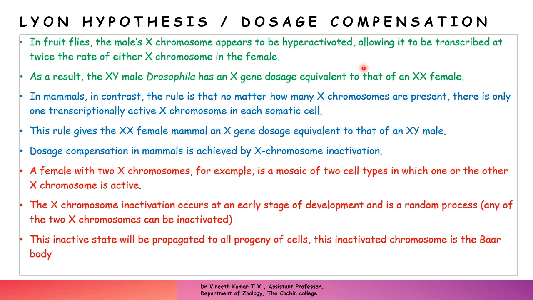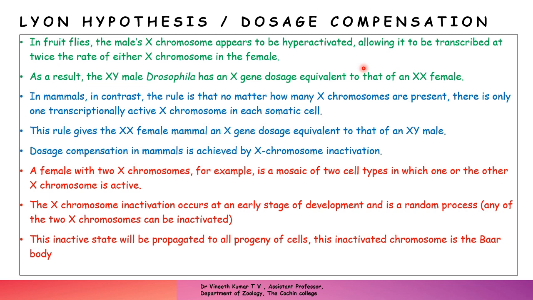That also leads to what is called dosage compensation. Our intention is to compensate the dose or equalize the dose in males and females. It cannot always be by inactivation, as happens in mammals. This is also a mechanism of dosage compensation. So here, dosage compensation in fruit fly is by hyperactivating the X chromosome. That means the X chromosome is more activated.